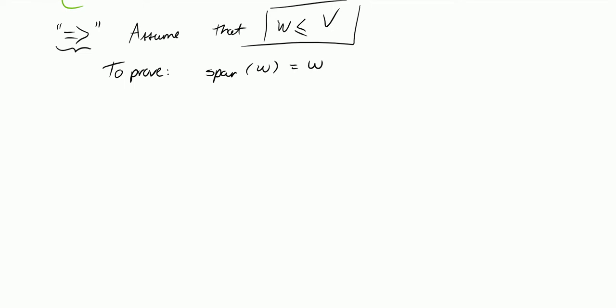So another proof concept is when you're trying to prove the equality of two sets. Span W, as we know, is the set of all linear combinations of vectors in W, right? So that's one set. And then we have the set W, which just contains all the elements in W. That's just the definition of a set. So we want to show that two sets are equal.